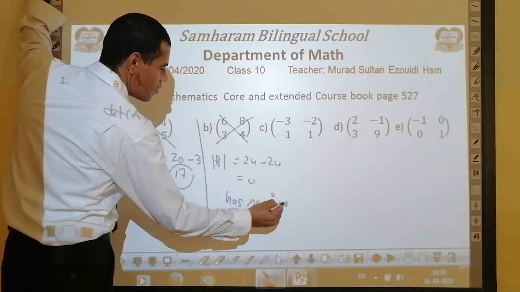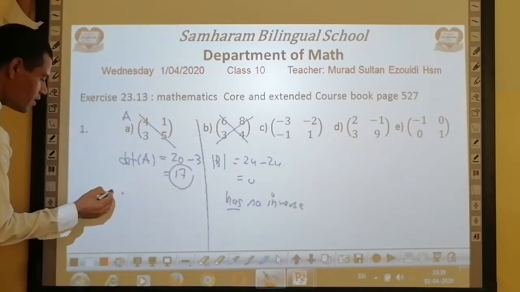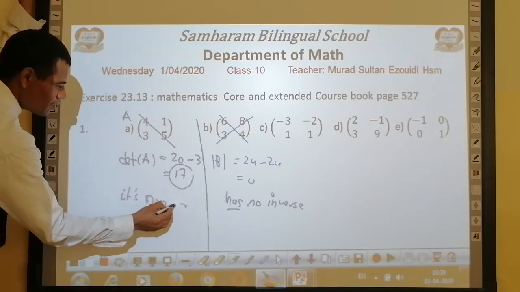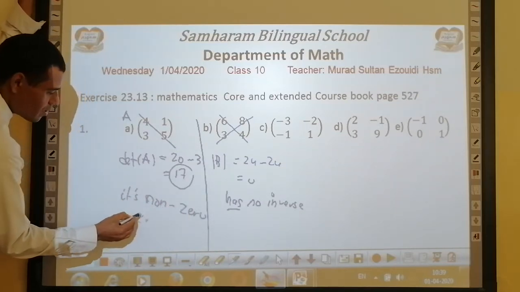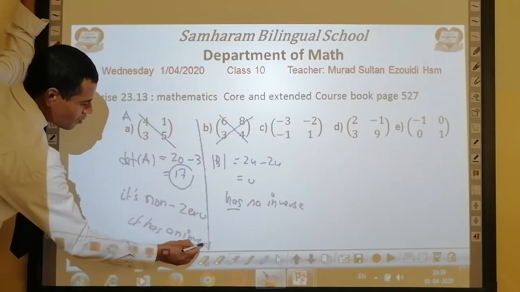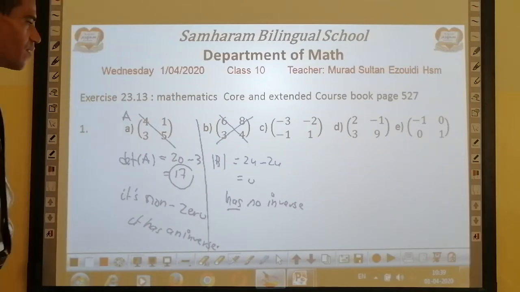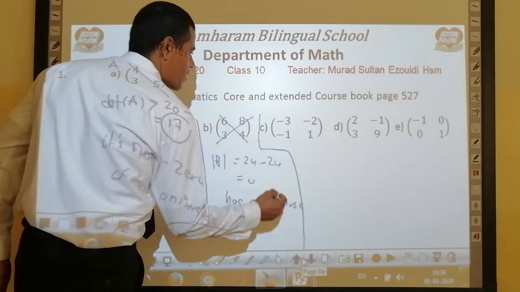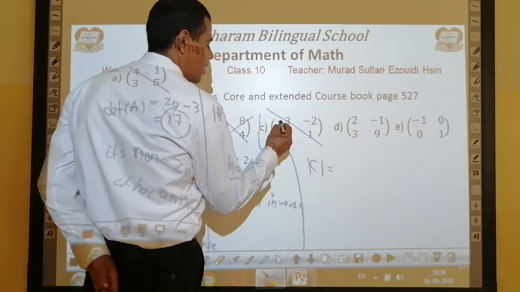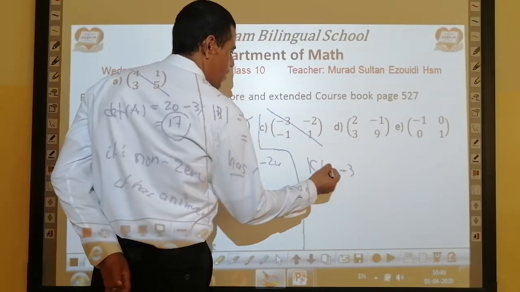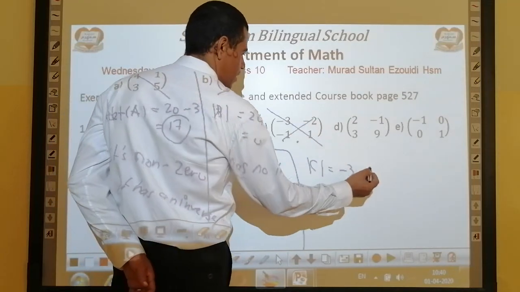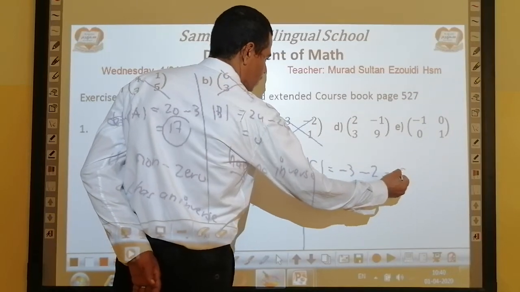Here it has no inverse. This is its, we can write it's non-singular or non-zero, and it has what? It has an inverse. The inverse you can find it. If you would like to improve more yourself, you can find its inverse. It's very easy. Then the next, this one, negative 3 multiplied, determinant of C. Negative 3 multiplied by 1 is negative 3. Minus negative 2 multiplied by negative 1 is positive, but there is a negative, so minus 2. It will be negative 5.